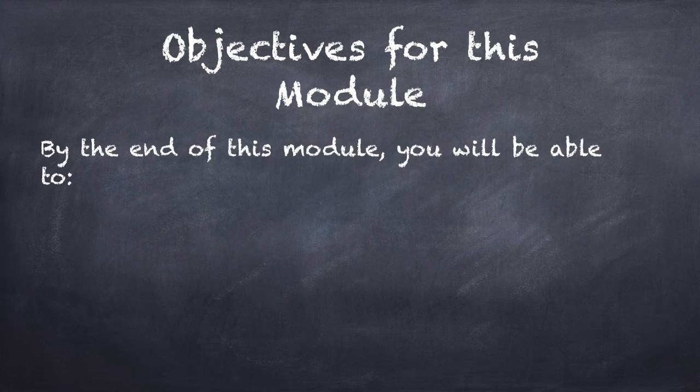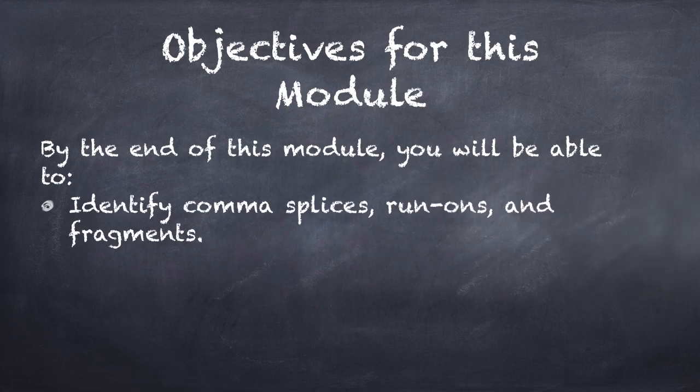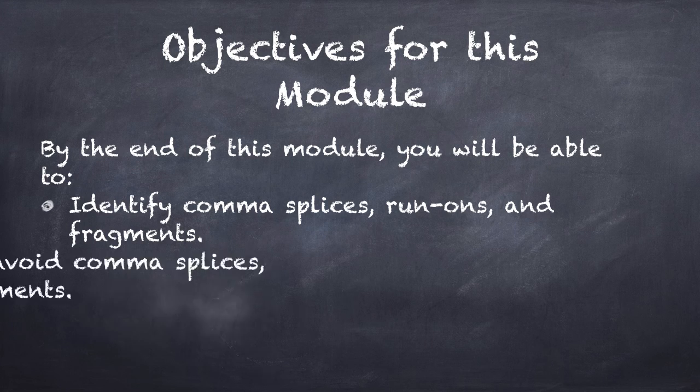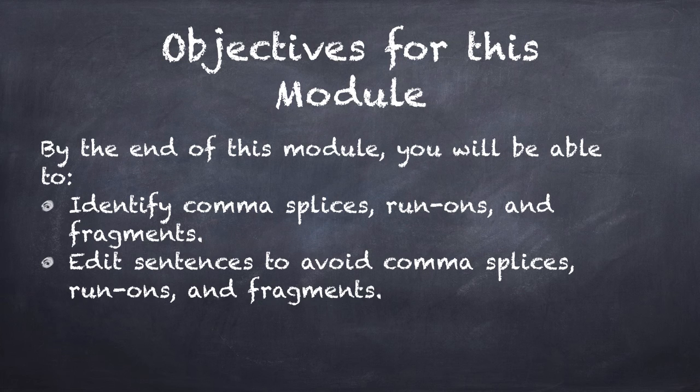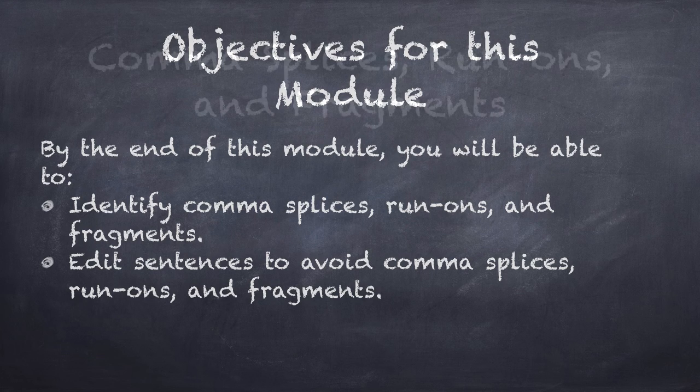By the end of this module, you should be able to identify comma splices, run-ons, and fragments, and edit sentences to avoid comma splices, run-ons, and fragments.